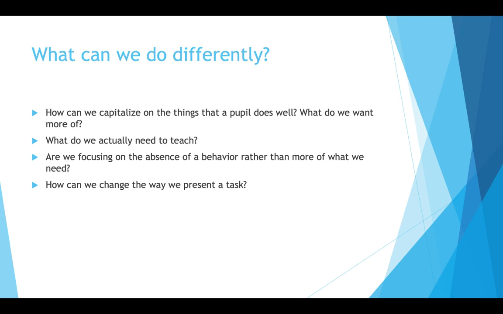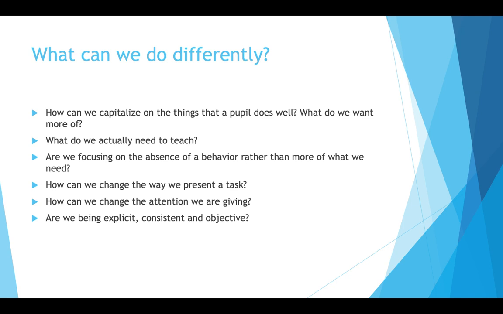How can we change the way we present a task? How can we change the attention we're giving to them? Are we being that explicit, where we're telling them exactly what we're looking for, or are we trying to make them guess? Are we being consistent, which is so difficult? It's one of the most difficult things.